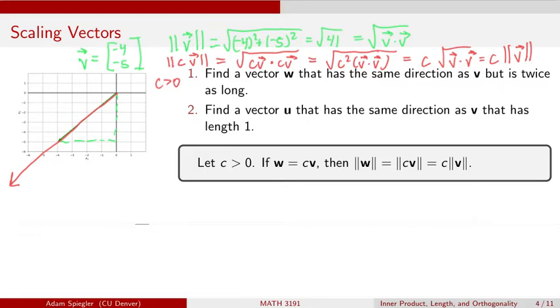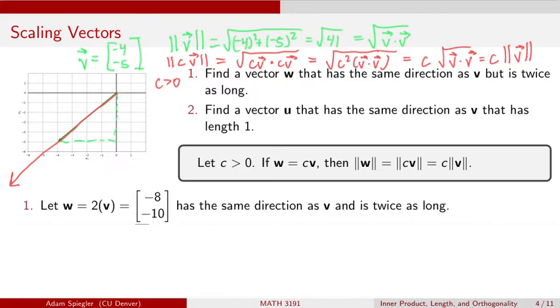I want to find a vector w that has the same direction. So if I multiply it by some scalar that's positive, it will preserve the direction. And if I want to double the length of the vector, then the scalar that I should multiply v by would be 2. And that's going to give me a vector whose magnitude is 2 times the magnitude of v. So if I set w equal to 2 times v, that would mean we're setting w equal to (-8, -10). And then you can check that if you calculate the magnitude of this vector, you'll get 2 times the square root of 41. So you get a vector which is twice as long as the vector v that we started with.